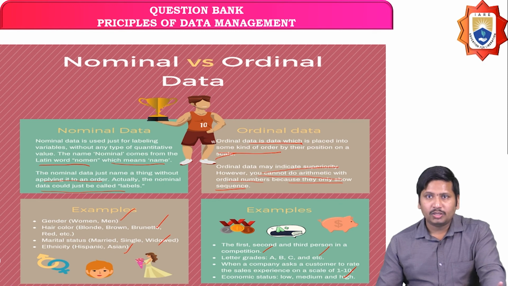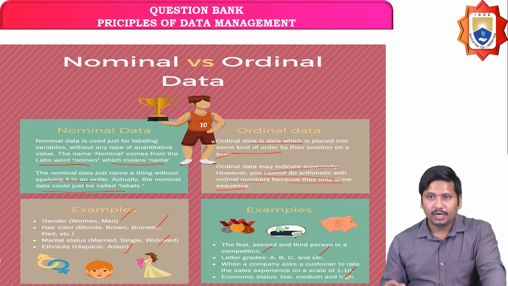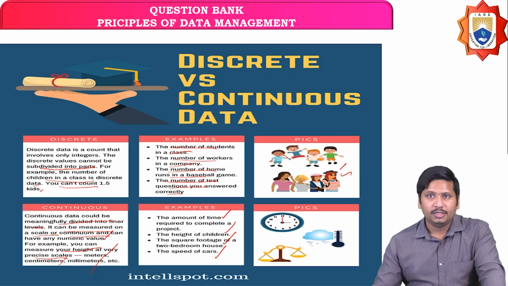So the nominal data is going to be used for labeling the variables without any type of quantitative value. So the ordinal data is the data in which the data is going to be placed in some kind of order. So examples are superiority, however you cannot do arithmetic with the ordinal numbers because they only show sequence. So examples: first, second, third in a competition, and letter grades like ABC. And examples of nominal will be gender like women, hair color, and then marital status. These are examples of nominal data.